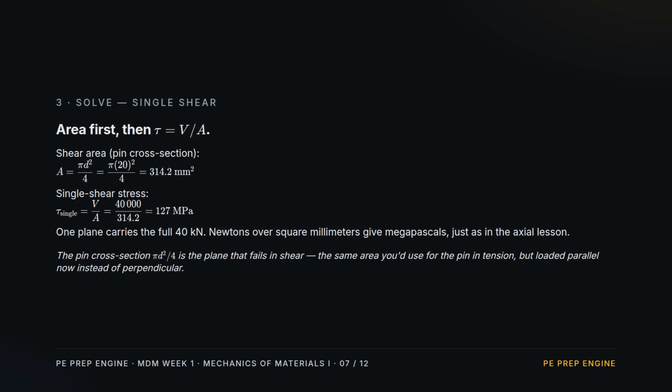Solve. Part 1. Single shear. Area is pi times d squared divided by 4. Then shear stress is the load over that area. One plane takes the whole load, and newtons over square millimeters give megapascals with no conversion.